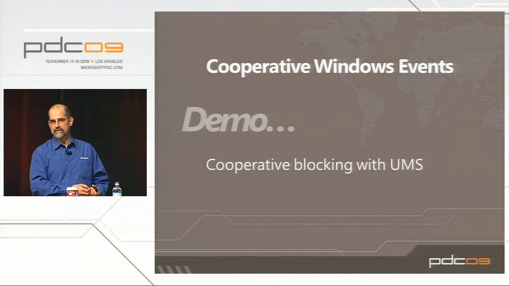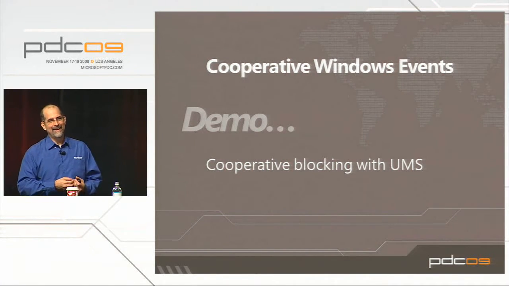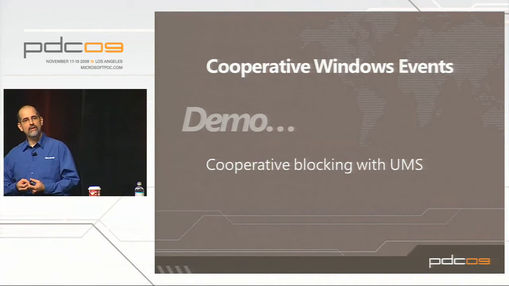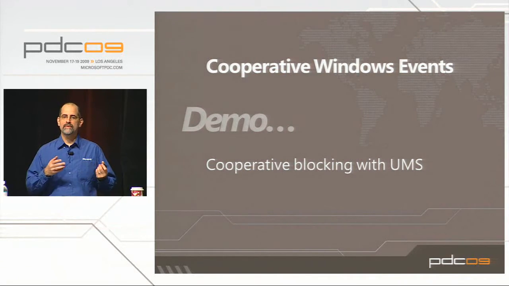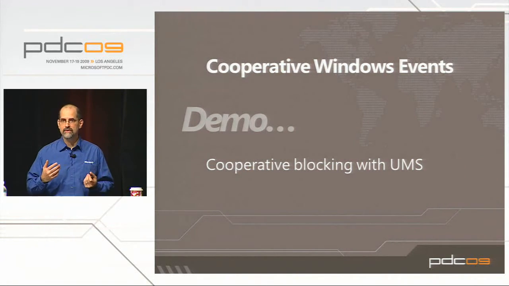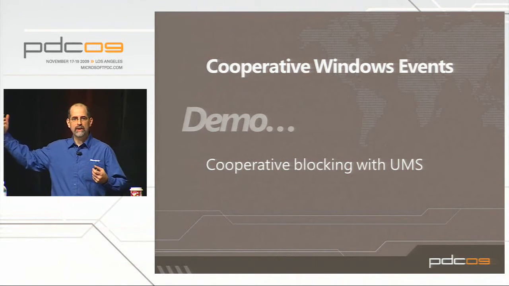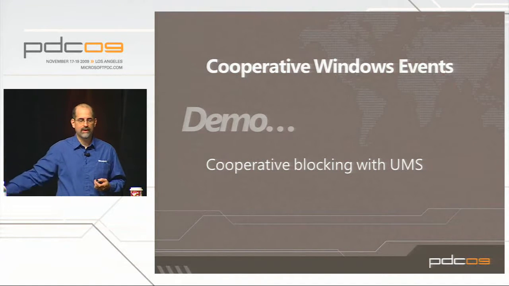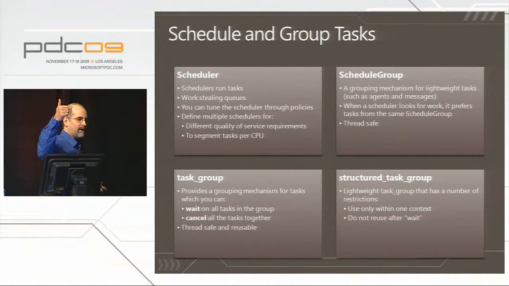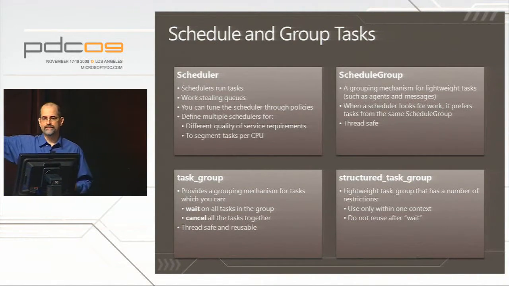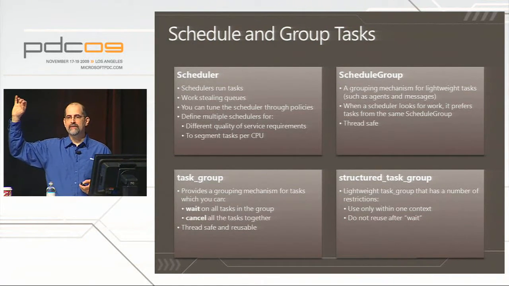But what UMS allows you to do sometimes is to be sloppy. Okay? And that's something that you can also say about cooperative blocking, because now you don't have to worry about interdependencies on those tasks blocking each other. I could have something block on task 1 that is going to be released by task 5. And we'll actually take a look at that. Inside, we have a scheduler, schedule group, task group, structured task group. Those last 3 I like to call groups.